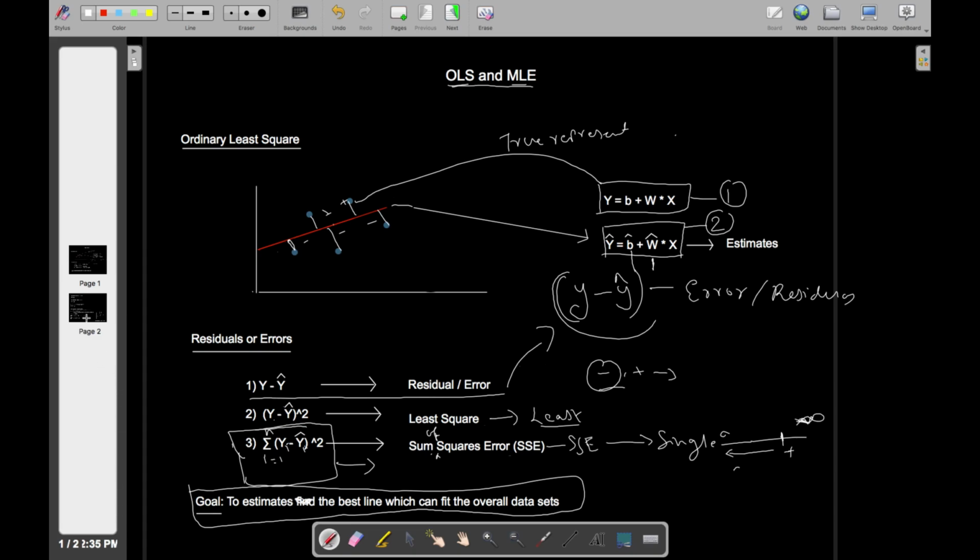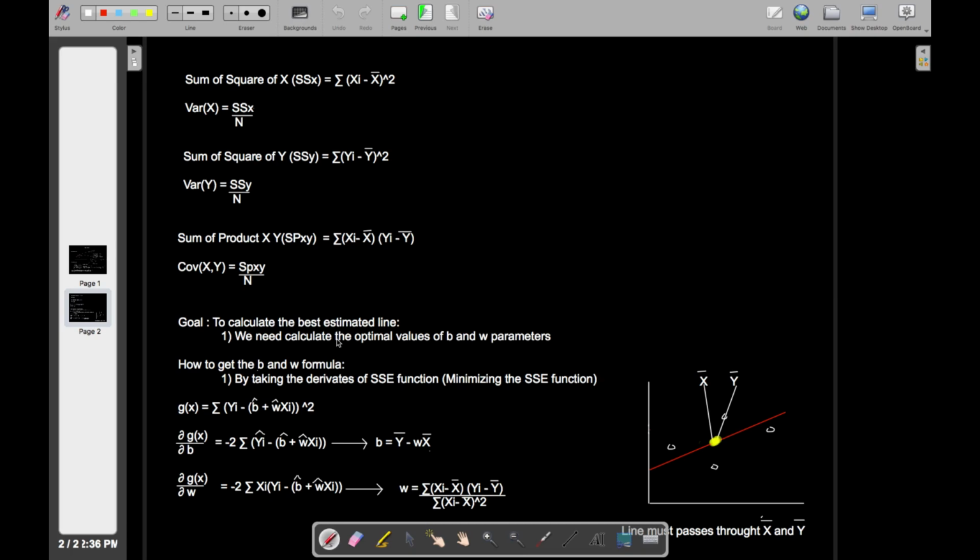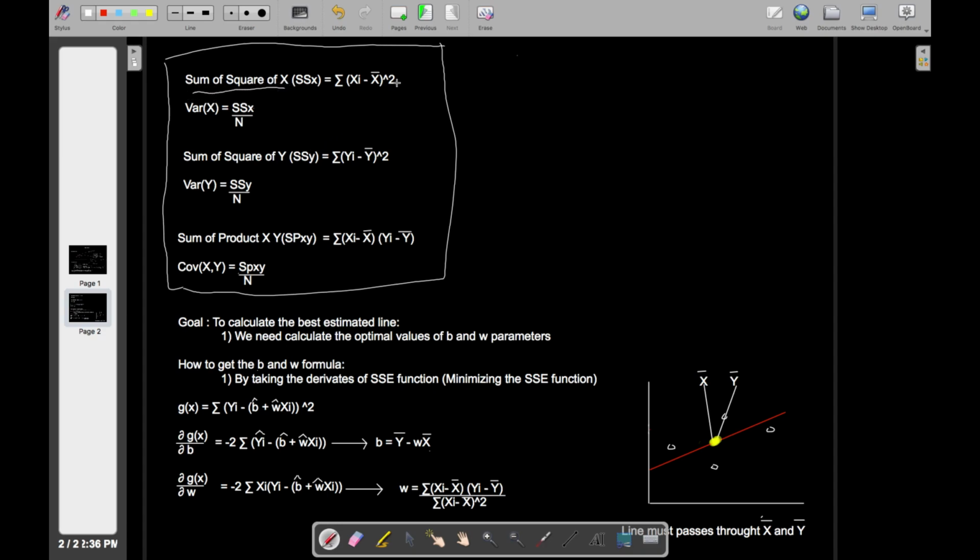Let's go to a different slide. Before explaining how to calculate the optimal values of B and W, I want to explain some terminologies. First, let's discuss the sum of squares of x. What does it mean? This x-bar is the mean value of all x.